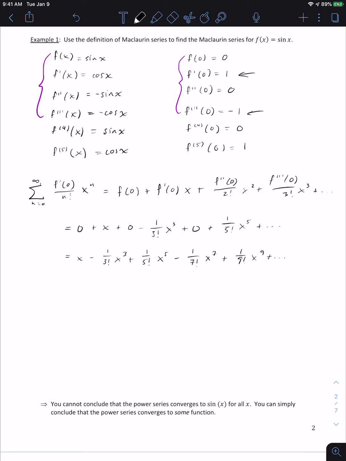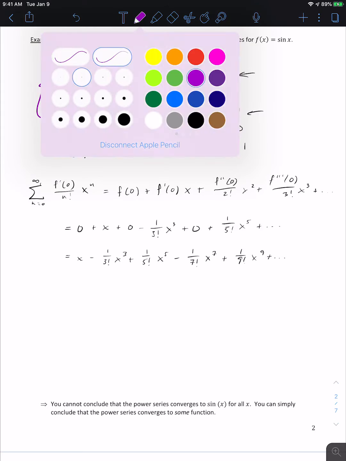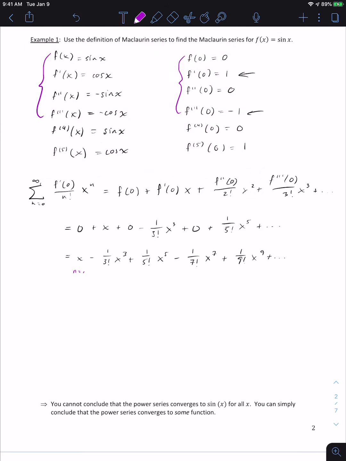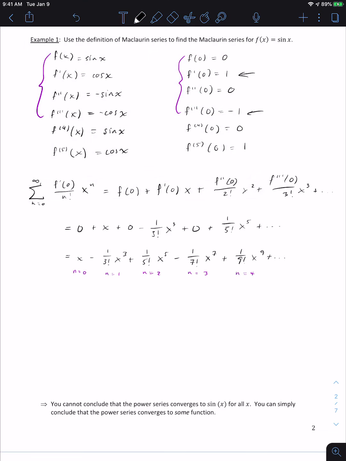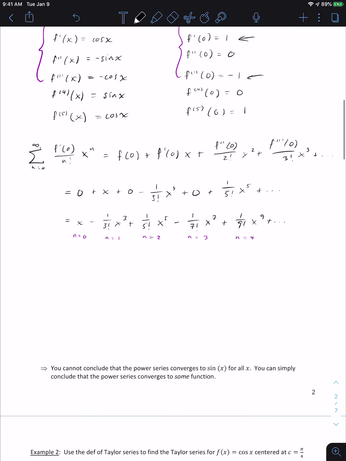So now I need to create a formula for this. So this is n equals 0, this is n equals 1, n equals 2, n equals 3, n equals 4. I like to write out n equals below each term so that way I can remember what value of n I'm using to create that coefficient there. Okay, so the sum from n equals 0.